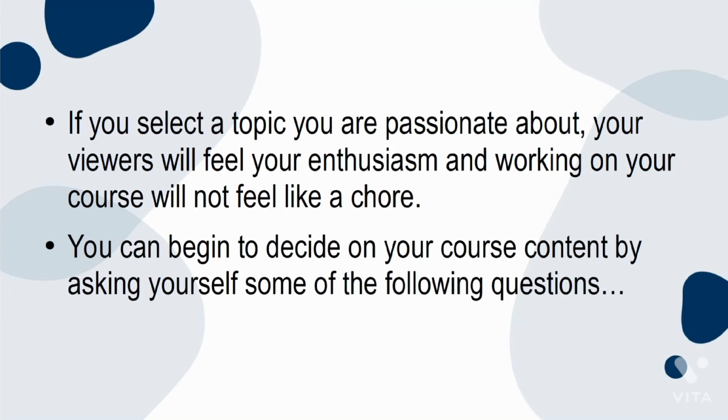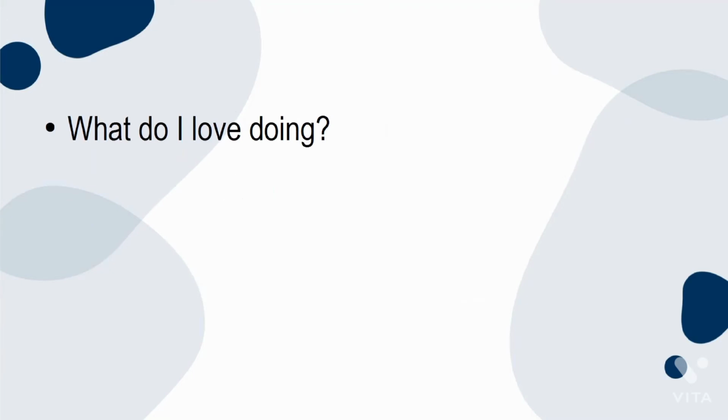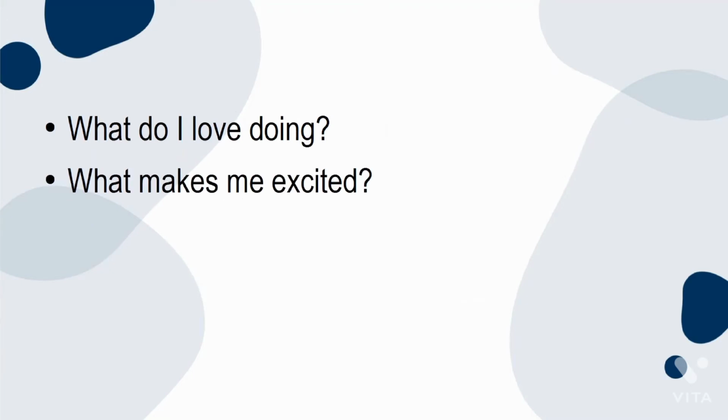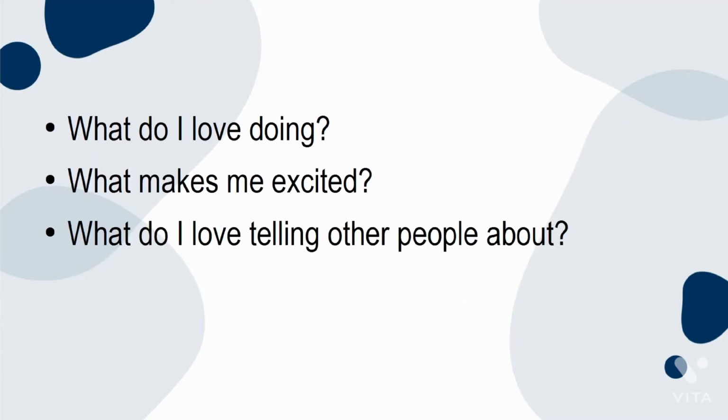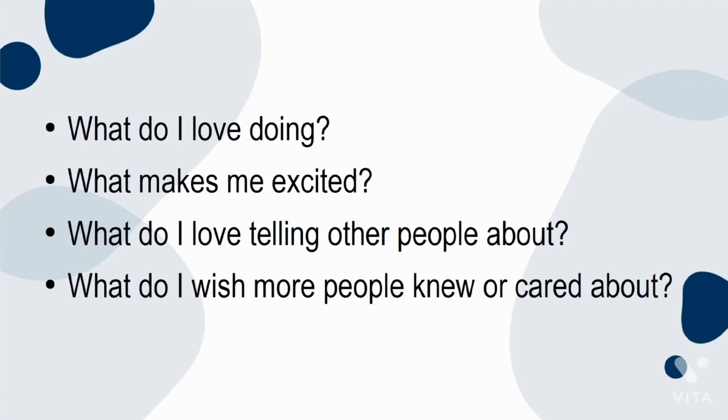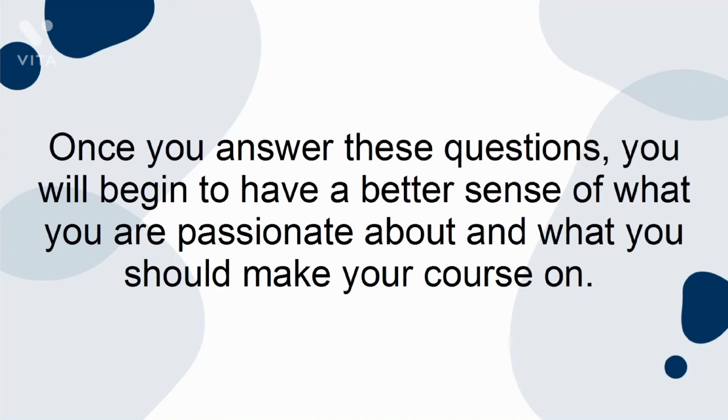You can begin to decide on your course content by asking yourself some of the following questions. What do I love doing? What makes me excited? What do I love telling other people about? What do I wish more people knew or cared about? Once you answer these questions, you'll begin to have a better sense of what you're passionate about and what you should make your course on.